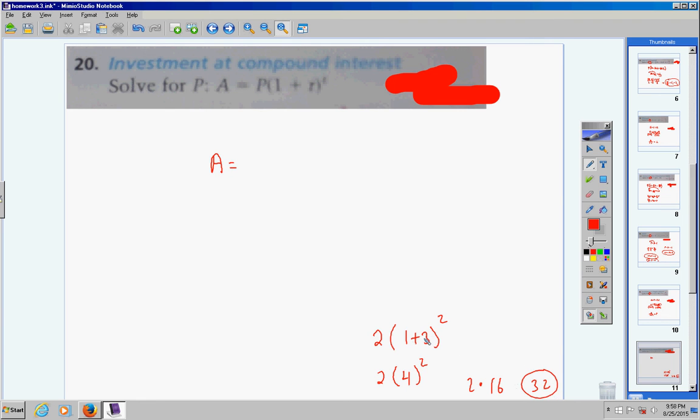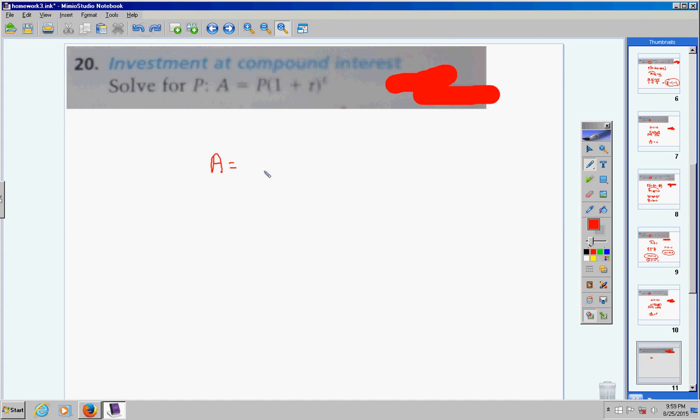There's no way you'd multiply the 2 through. You would have this. 2 times 1 is 2. 2 times 3 is 6. Add those two together. 8. 8 squared is 64. That's a different answer. So usually you're going to use your distributive property, but in this problem here, you cannot multiply the P through because there's an exponent right here.